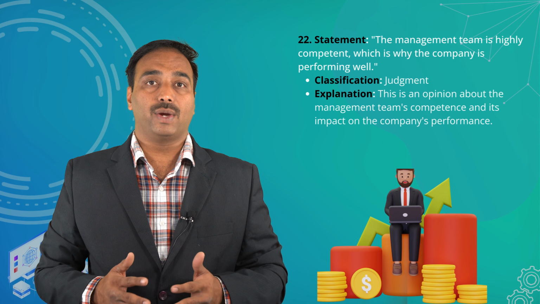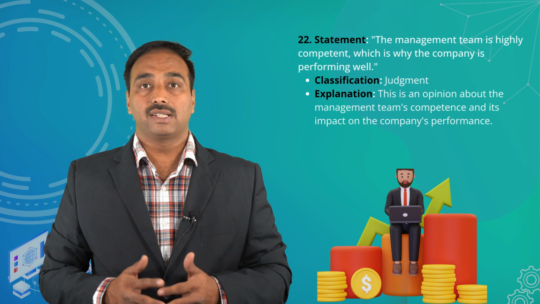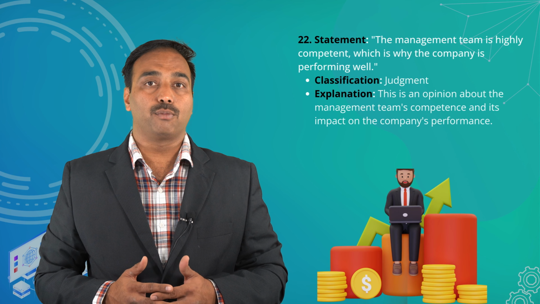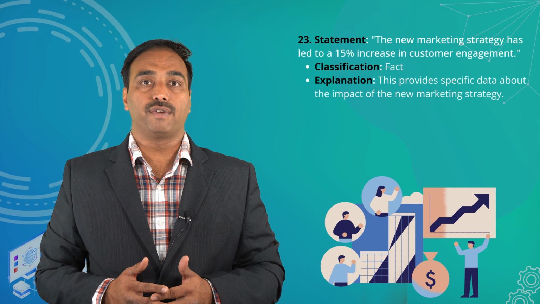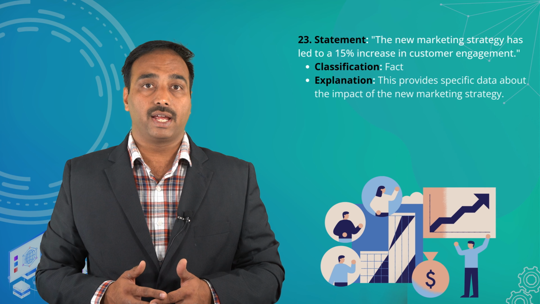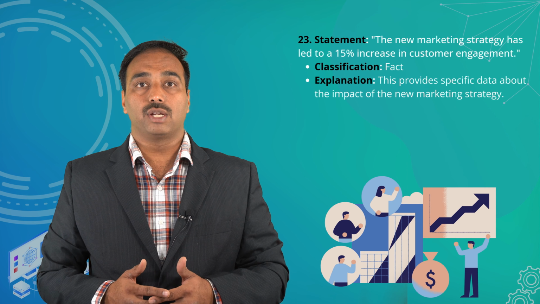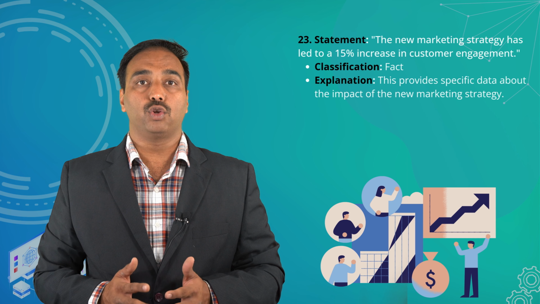Next statement, the management team is highly competent, which is why the company is performing well. This is a judgment because this is an opinion about the management team's competence and its impact on the company's performance. Next statement, the new marketing strategy has led to a 15% increase in customer engagement. This is a fact because it provides specific data about the impact of the new marketing strategy.